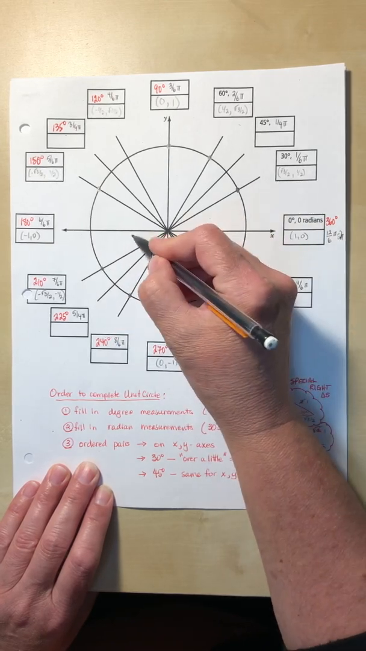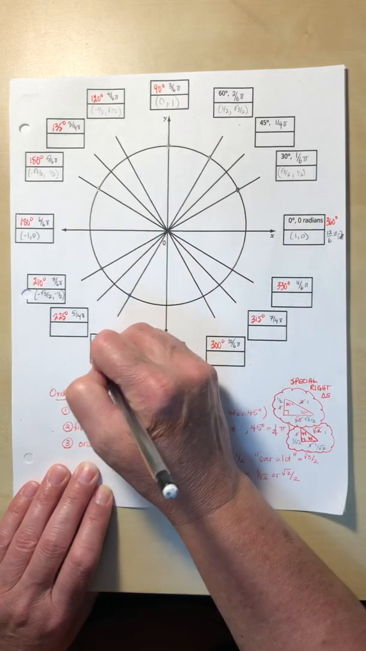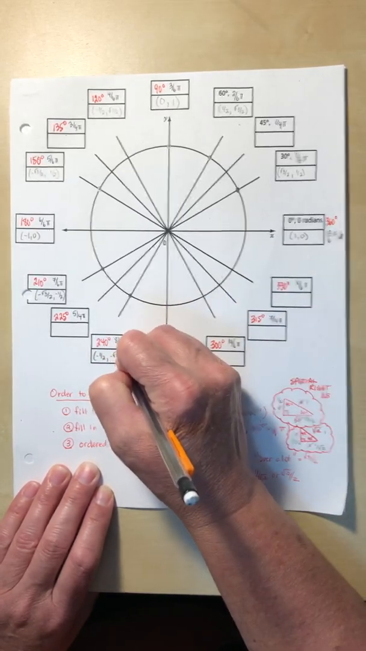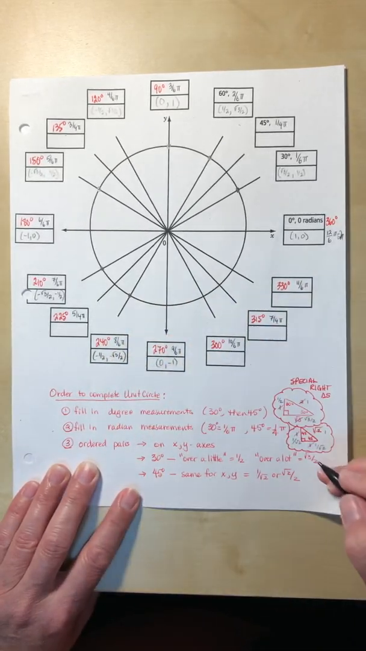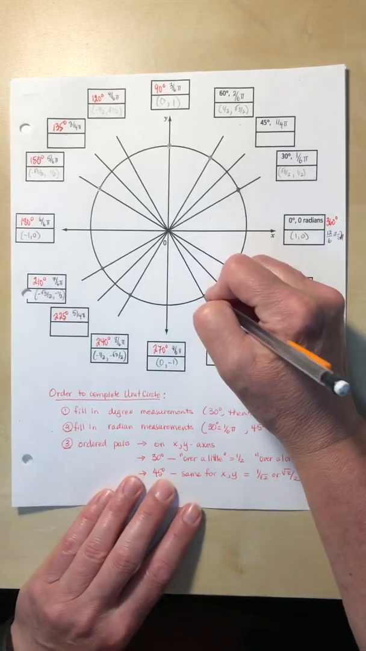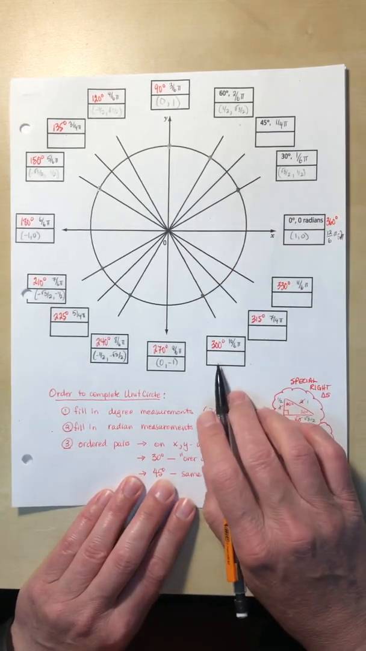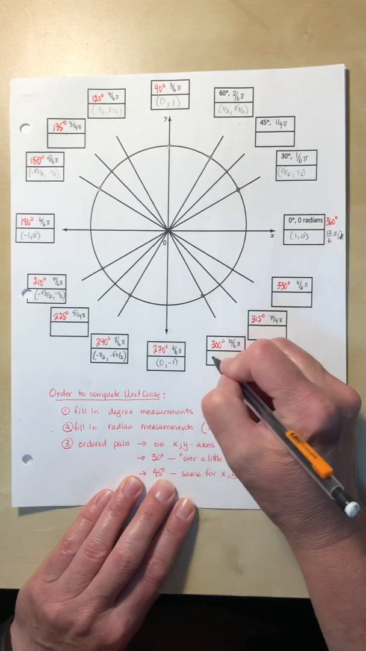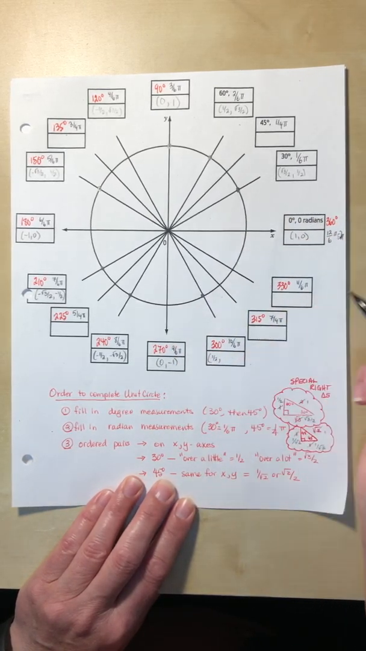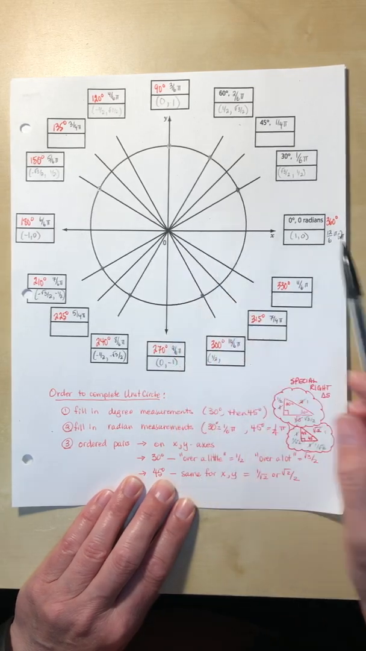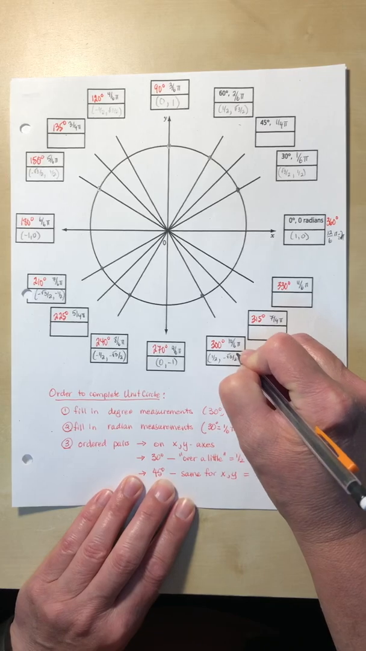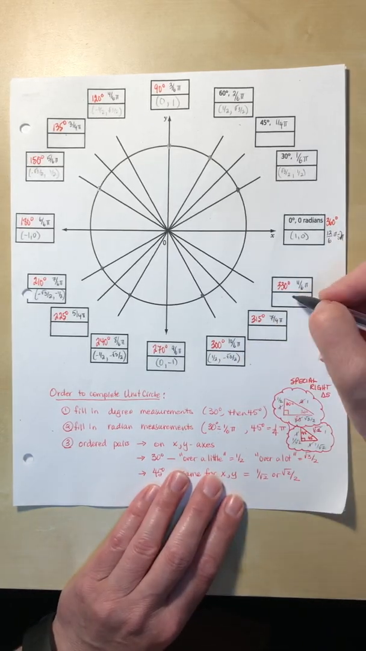240, back a little and down a lot. Back a little is a negative 1/2. Down a lot is negative root 3 over 2. 300 degrees is over a little and down a lot. Now I'm moving a positive direction for my x-axis, so over a little was positive 1/2, but negative root 3 over 2 is down a lot.